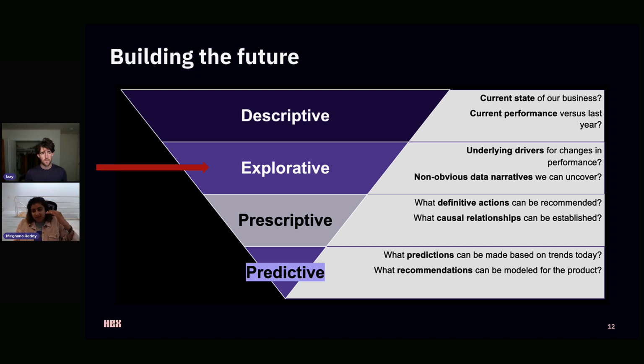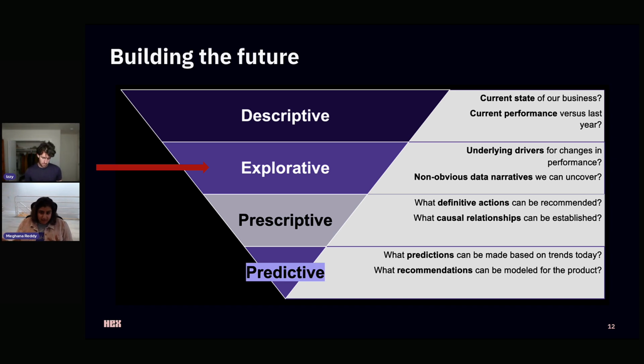What we see is the second stage down from just descriptive is explorative. That means, what are the underlying drivers? Do I have the ability to double click in and understand some of those non-obvious data insights for what is driving some of the descriptive information you're seeing? And I'd say we're somewhere in the middle of our explorative phase right now, as a data organization.